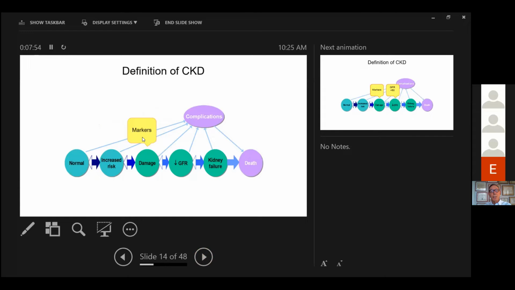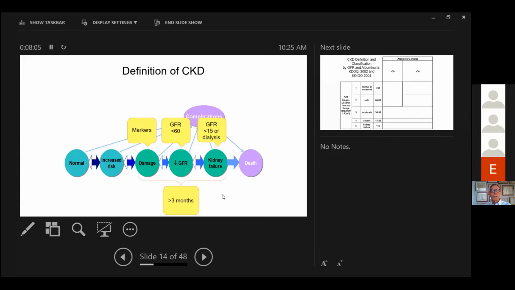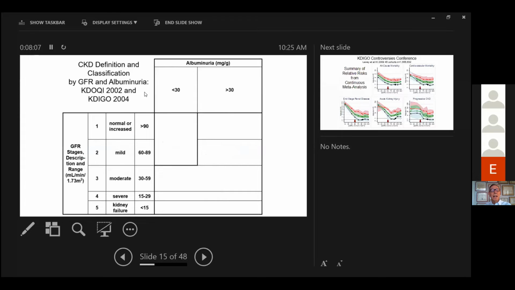CKD, therefore, can be defined as markers of kidney damage, a GFR less than 60, or kidney failure, which was defined as GFR less than 15 or dialysis for 3 months. And KDOQI classified this into 5 stages by GFR. At GFR greater than 60, the disease is identified by markers of kidney damage, such as albuminuria.